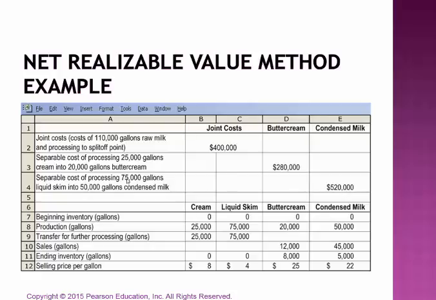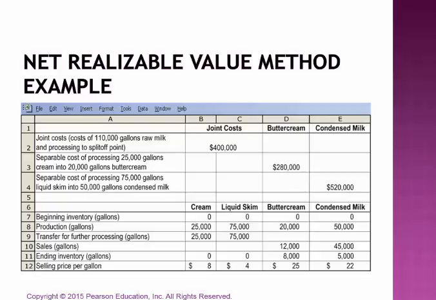The buttercream had separable cost after the split off point of $280,000, and that's what we spent on taking cream to buttercream. And then the condensed milk, we spent $520,000 taking it from liquid skim to condensed milk.